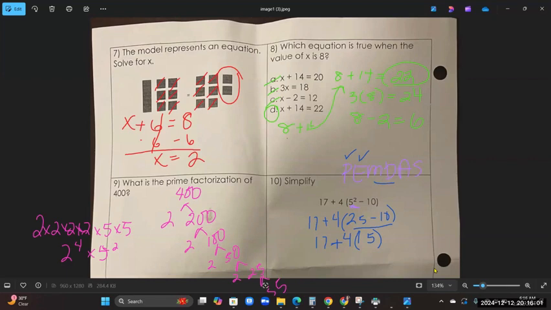All right, now we're on multiplying and dividing. And we got 4 times 15, which is 60. Then our final step would be 17 plus 60, which would give us 77.